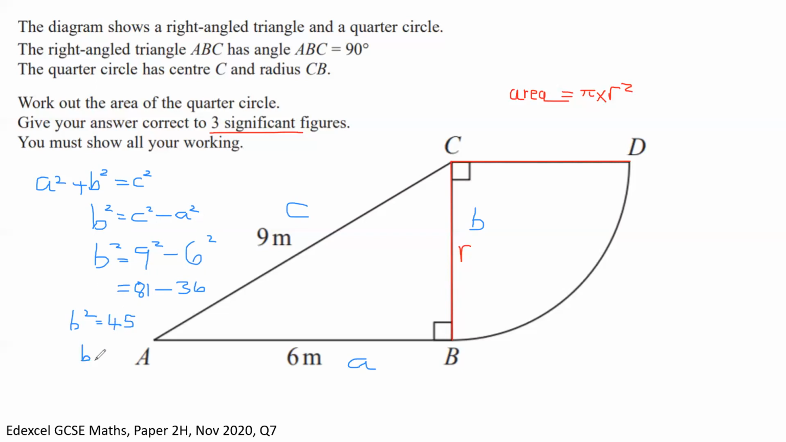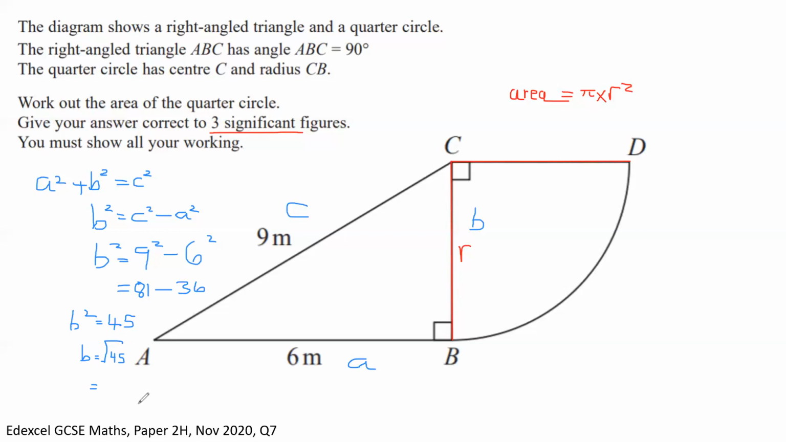So we can work out that b is equal to the square root of 45. I would encourage you to, where possible, use root 45 as your answer because you're going to be needing a value to correct to 3 significant figures. So it probably makes sense to try and leave it as this.